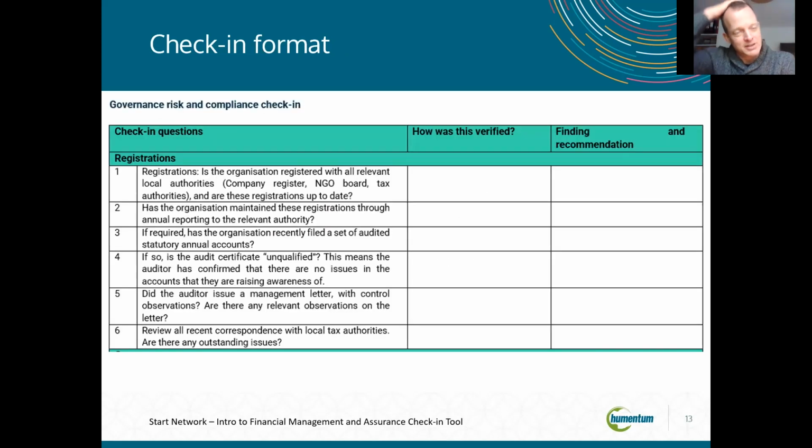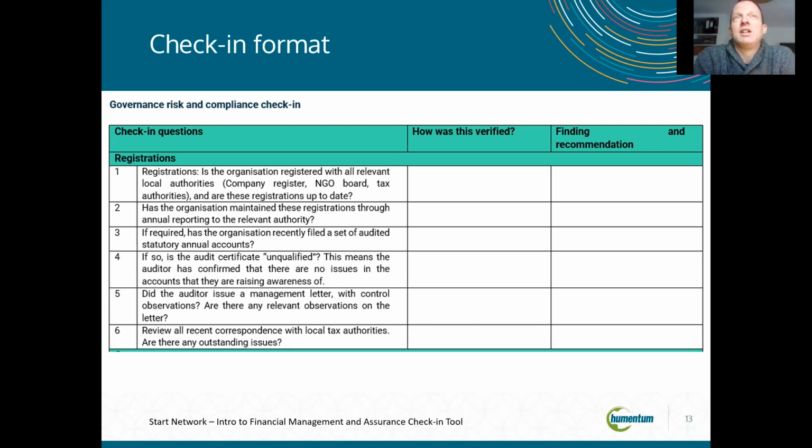So the format, there's a screenshot here of one page of the check-in document, and the format is really in the form of questions. So this is on the governance, risk and compliance section. So is the organisation registered with relevant local authorities, for example, companies registrations or NGO board or tax authorities? And are those registrations up to date?